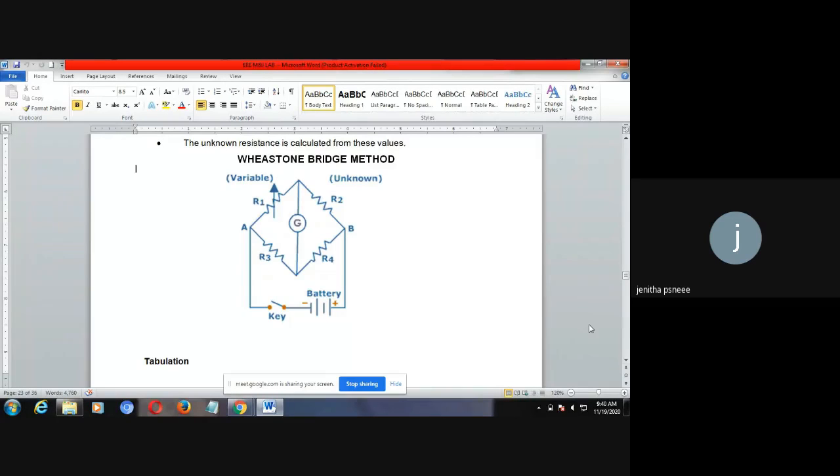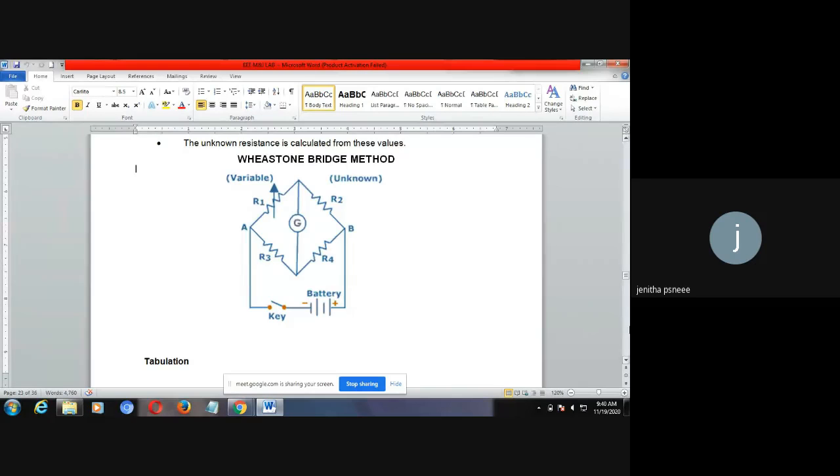Similarly, in AC bridges like Sherring's bridge, Anderson's bridge, Maxwell's bridge, we'll be providing AC supply, and we'll be connecting AC detectors. That means we'll be connecting a vibration galvanometer or a CRO, or any recorder. Headphones can also be connected. Here we are seeing the DC bridges.